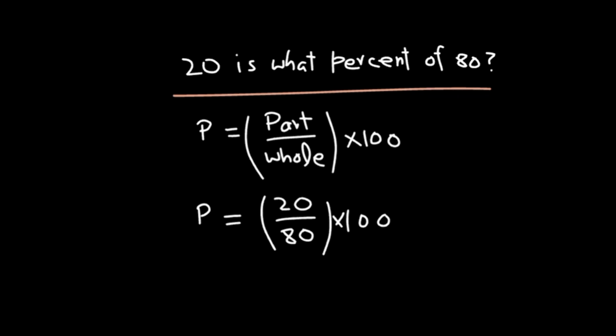So 20 divided by 80, we have 0.25 multiplied by 100. So that is equal to 25%. That is our answer. So for sake of practice, we take another example.